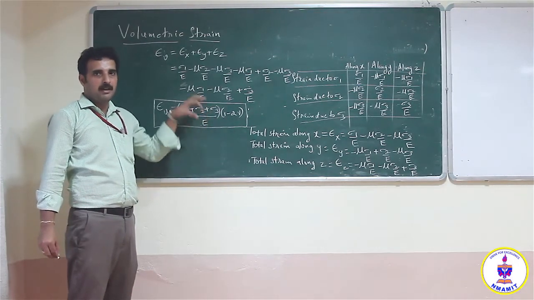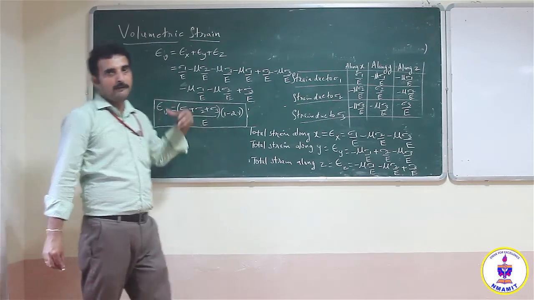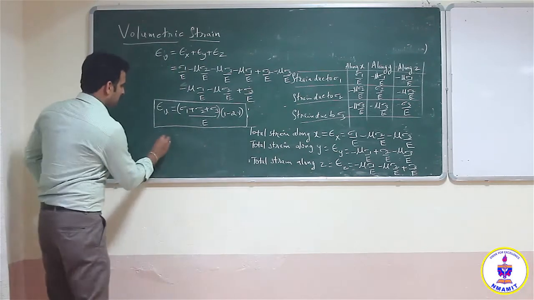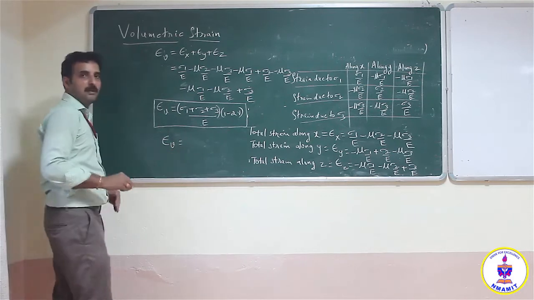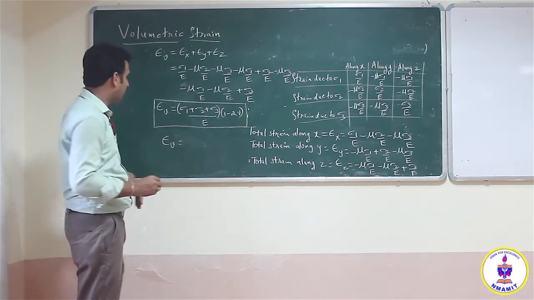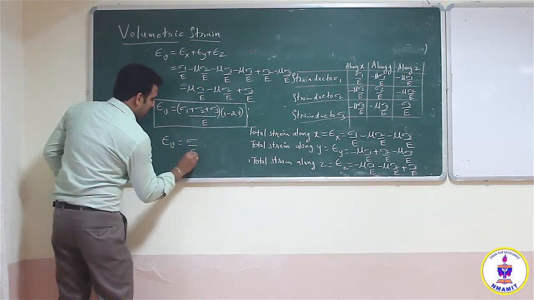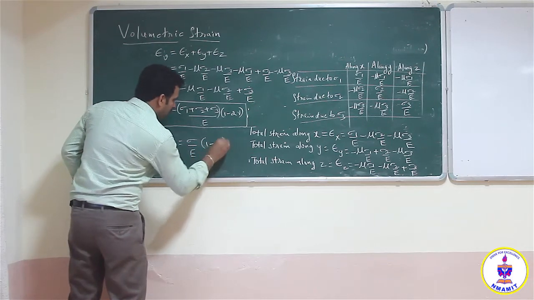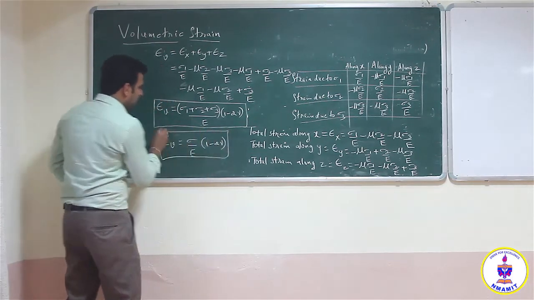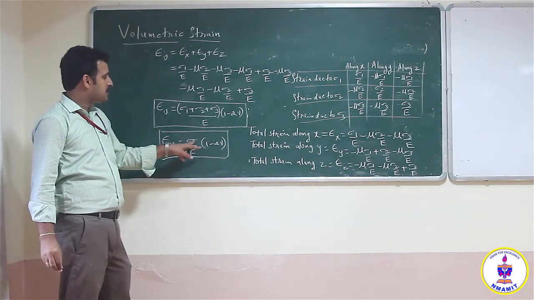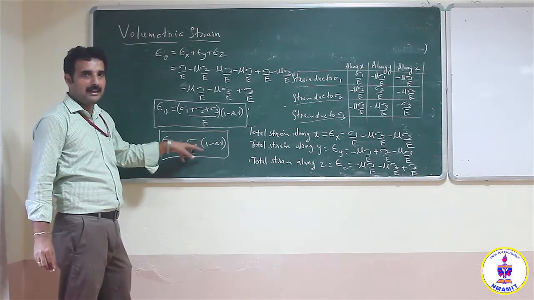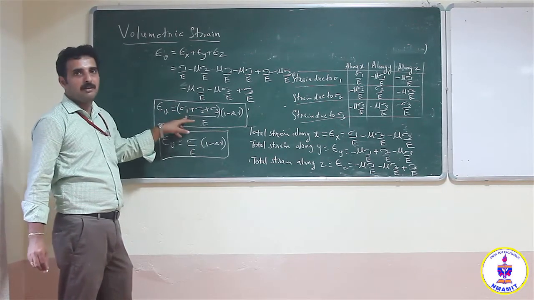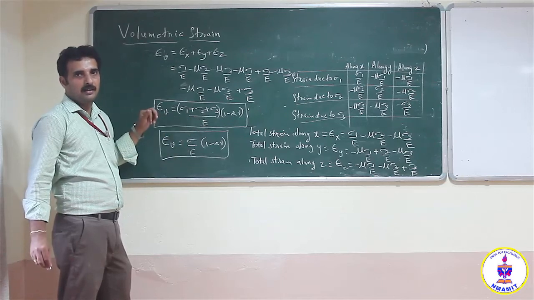So if we compare this expression with the first two expressions, where the body may be a rectangular block or a cylindrical bar, the expression was sigma by E into 1 minus 2 mu. So now we can clearly make out the difference. Instead of a single force acting here, there are three forces due to which three stresses are acting here.